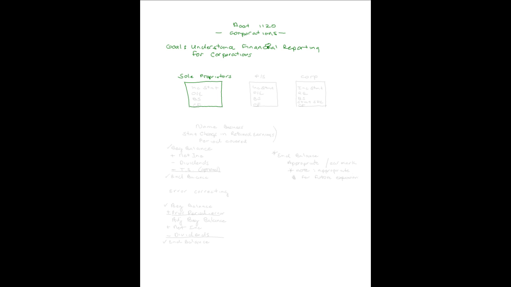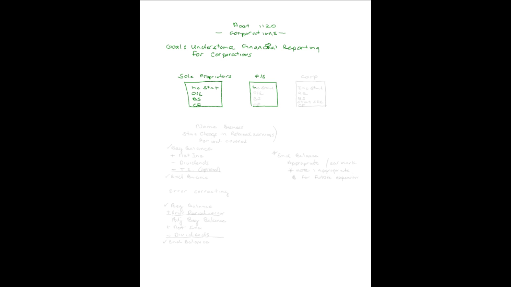Sole proprietors make financial statements. They make an income statement. They make a statement of changes in owner's equity. They make a balance sheet, and they make a cash flow statement. We haven't learned that yet, but we will in 11:20. Then we moved to partnerships, and it changed a little bit, but not a lot.